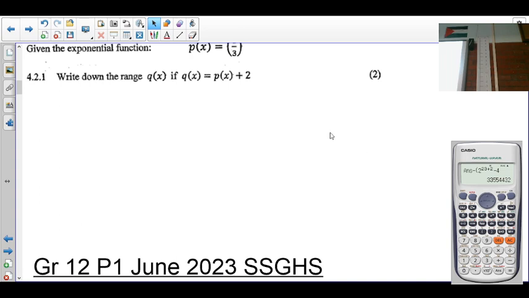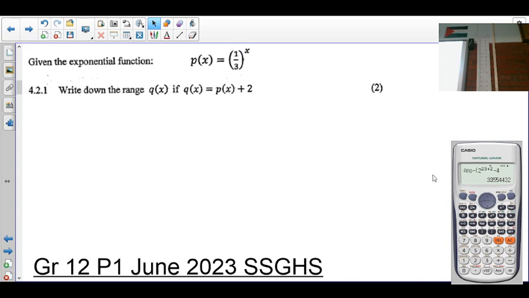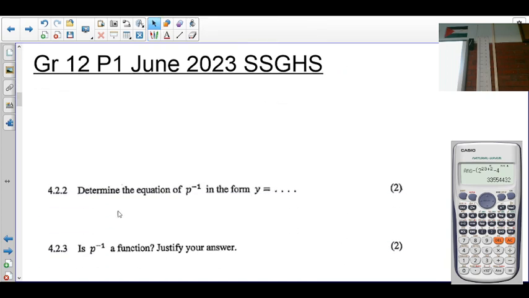You are given the exponential function p of x is equal to a third raised to the x. Write down the range of p of x. Okay, so what is the range of p of x as it stands? Y must be greater than 0. Now, by saying that q of x equals p of x plus 2, the graph shifts 2 units up. So does the asymptote as well. So in other words, the equation of the asymptote is y equals 2. Okay.